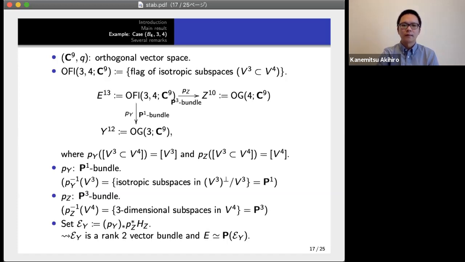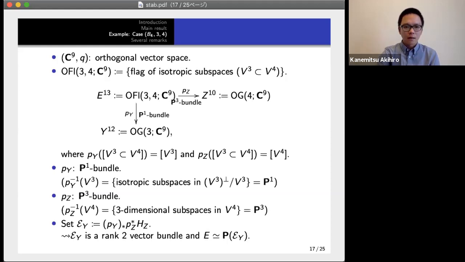And now let me describe the fibers of Py and Pz. The Py fiber of our point V3 is the set of isotropic subspaces in the orthogonal vector space given by the quotient of the orthogonal complement of V3 divided by V3. This orthogonal vector space is three-dimensional, so this fiber is isomorphic to a conic in P2, which is a projective line. So this Py is a P1 bundle.